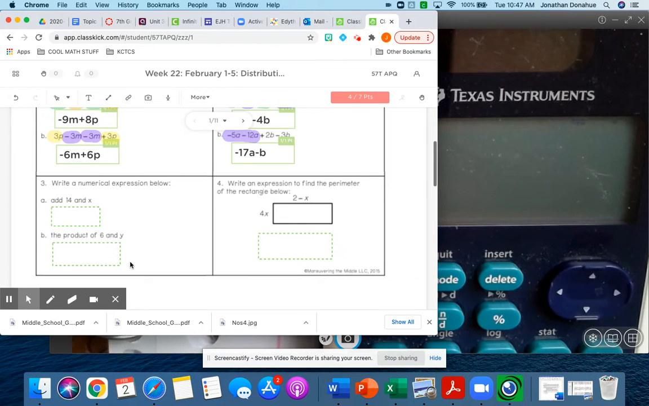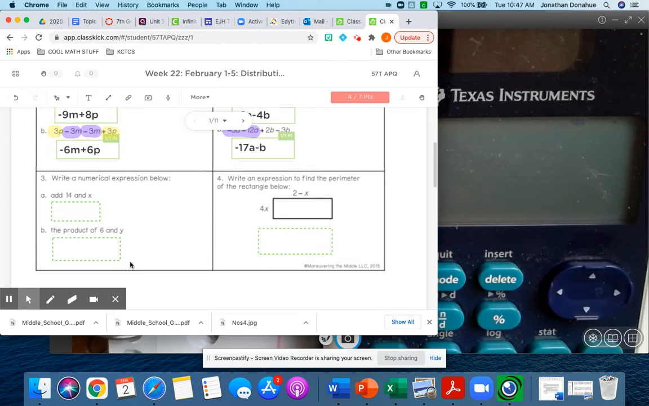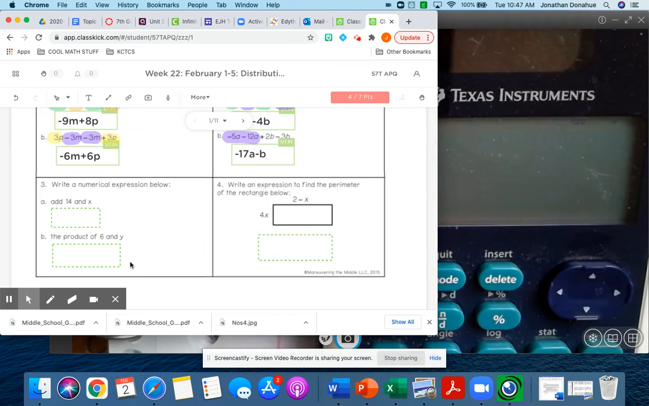Let's take a look at number 3. These are writing expressions. Both of these are relatively easy when it comes to writing them. So just take your time and make sure you do it. So it says write a numerical expression below. Add 14 and x. Well, 14 plus x.